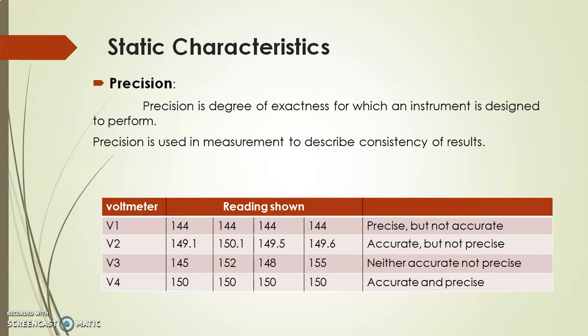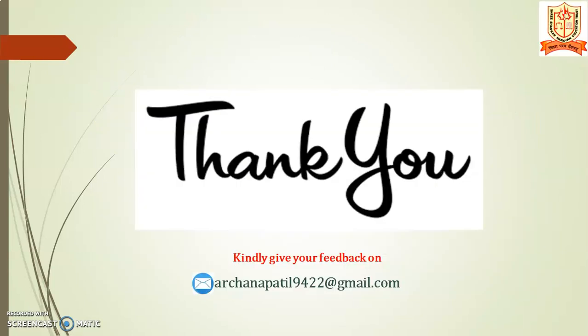Okay. Now like this the precision is decided. Whether your instrument is precise or not is decided on the exactness of the instrument reading. How your instrument gives the exact same reading again and again, according to that the precision of the instrument is decided. Thank you.